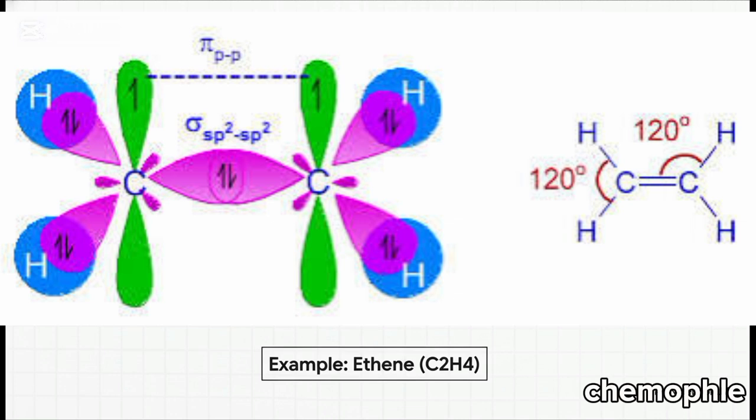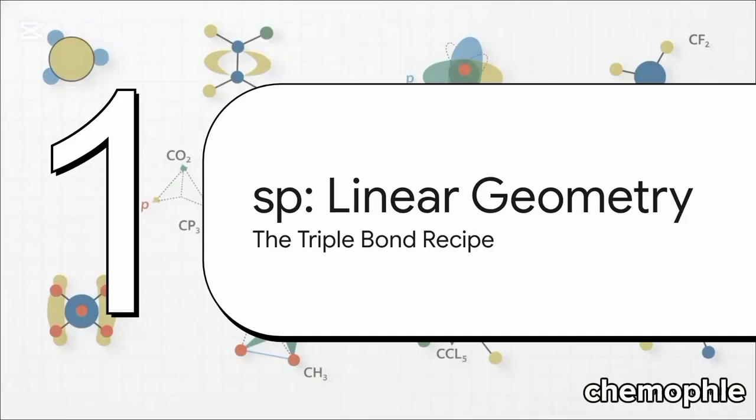Those 3 sp² orbitals spread out as far as they can, forming a flat triangle. We call this shape trigonal planar, and the bond angles are a perfect 120 degrees. You see this in molecules with double bonds, like ethene. The leftover p orbitals then line up to form that second part of the double bond, sitting above and below the flat triangle. And that brings us to our last and, honestly, our simplest form, sp hybridization.